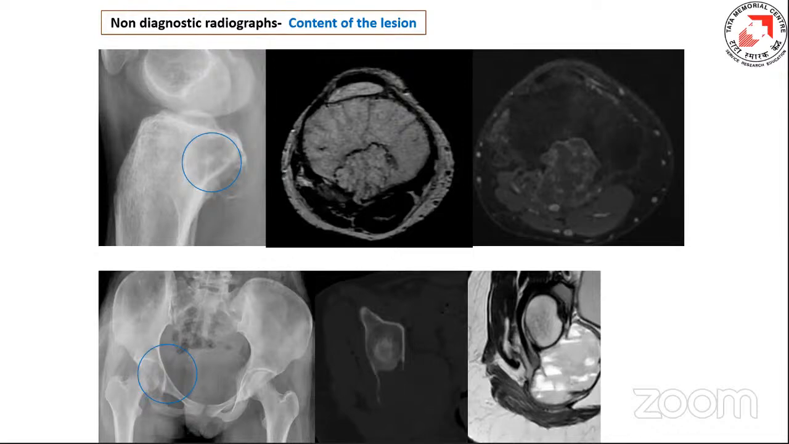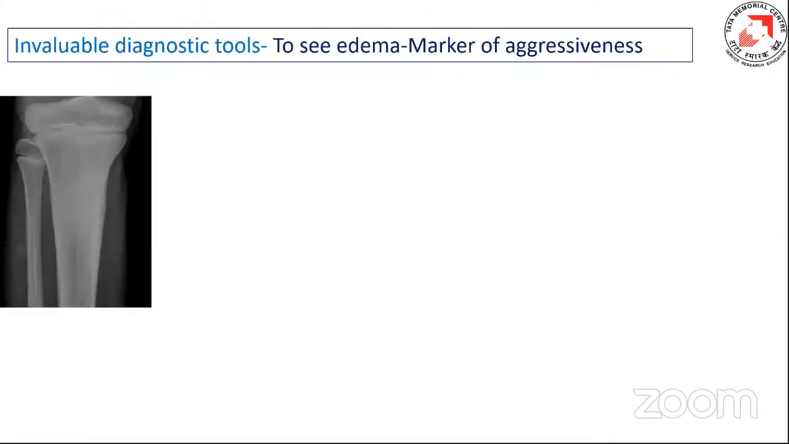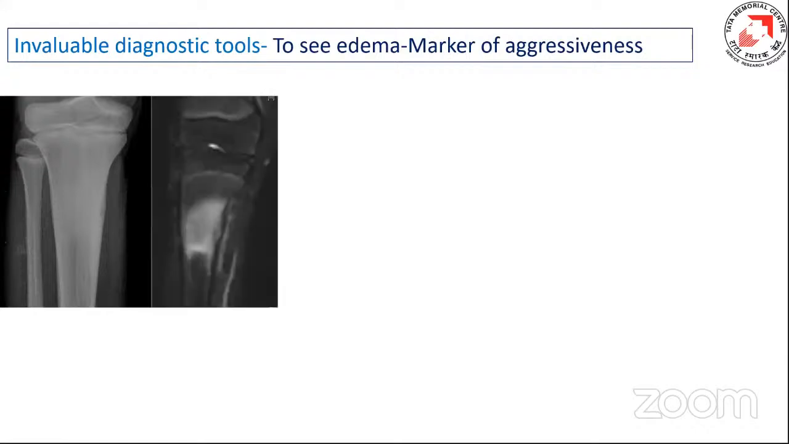So MR not only helps in characterization, it also tells about the extent, or whether we are dealing with an aggressive or a non-aggressive lesion. Next slide, please. Apart from that, there is some information that is only available on MR, which is edema. So the edema component we can only see on MR. And if the lesion is looking benign on X-ray and we see a marrow edema, then it is a benign aggressive lesion, or we might find something else that will tell whether the lesion is aggressive.